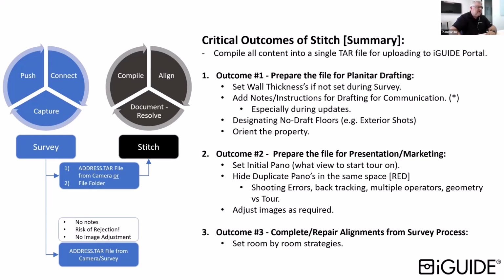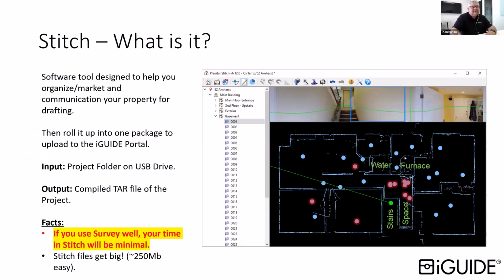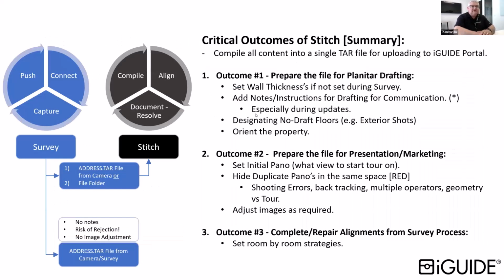So, adding notes. I showed a pretty basic example of those notes on the previous screen, such as stairs, space, water furnace, but that could be as simple as I scanned this room but I don't want it drafted, or hey, most of this room is glass. You can communicate whatever you need to communicate. It's just a way that when we receive the file, we're removing barriers for drafting it properly, and we reduce those iterations. So adding notes is a big one.